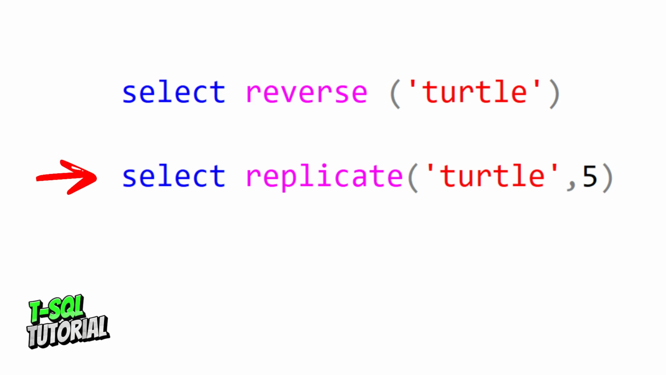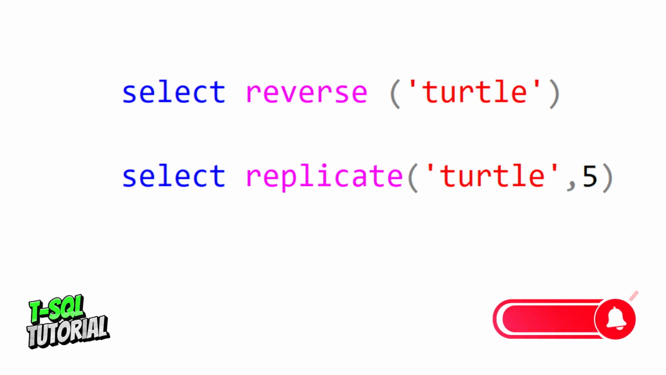The replicate function is used to print a string expression multiple times. Two parameters are sent to the function. The first parameter specifies the string expression, the second parameter specifies the number of repetitions. The first parameter can also be a column with a string data type.